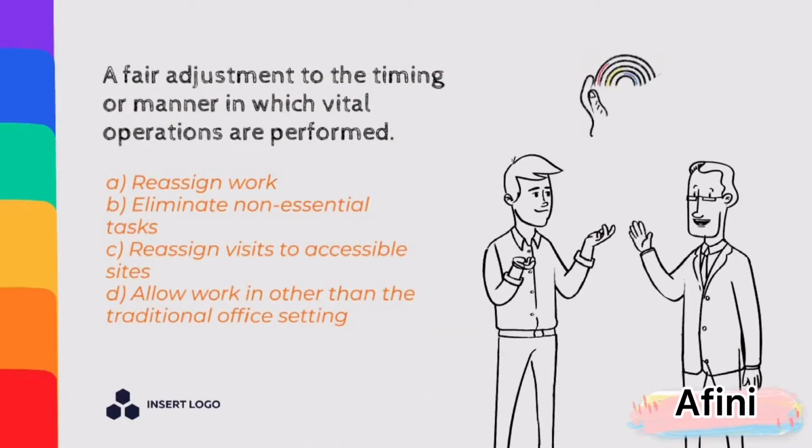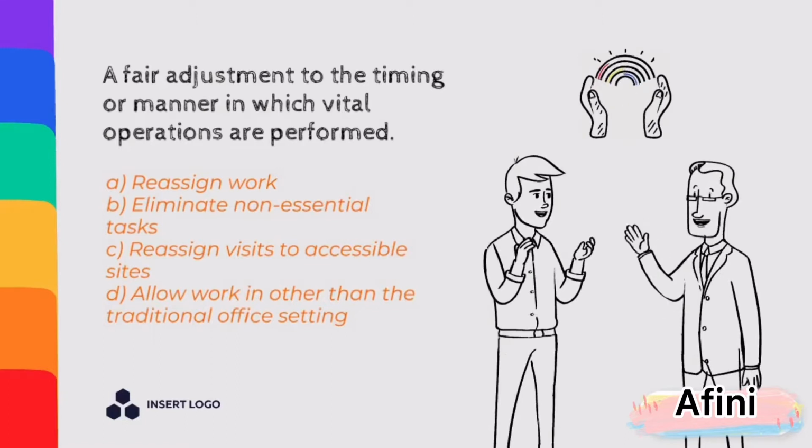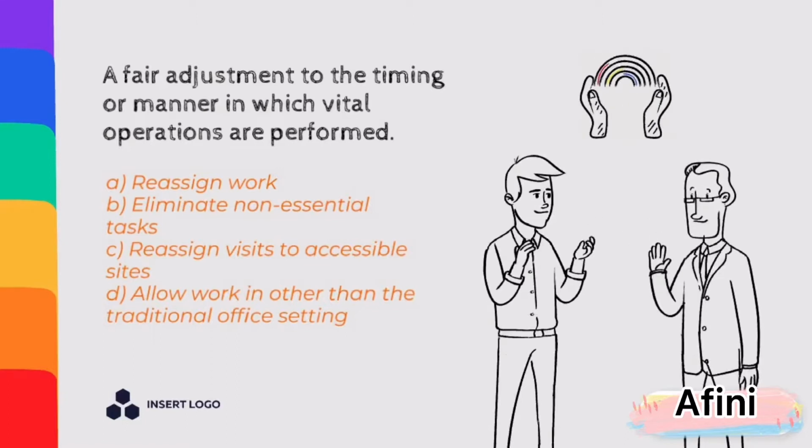So the first one is reassign work. The second one is eliminate non-essential tasks. The third one is reassign visits to accessible sites. The last one is allow work in other than the traditional office setting.